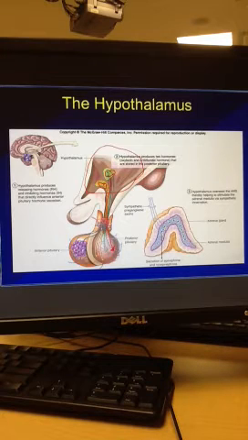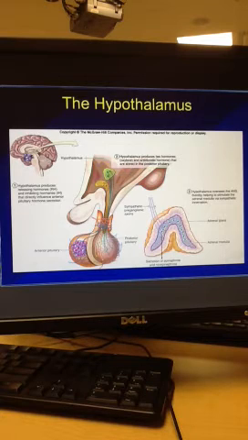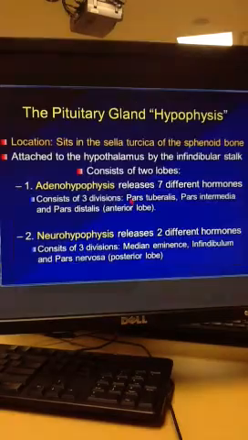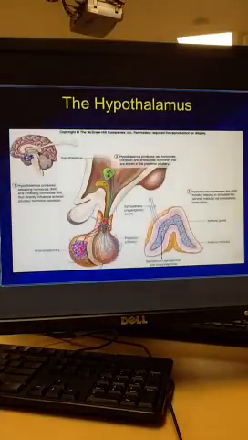The other hypothalamic hormones, the regulatory hormones, are manufactured up here in the hypothalamus, and they come down into the anterior pituitary by way of a portal circulation called the hypothalamo-hypophyseal portal circulation. You don't need to remember that, but it is a portal circulation. And the pituitary gland sits in the sella turcica of the sphenoid bone. It's attached to the hypothalamus by an infundibular stalk. This is the infundibulum right here.